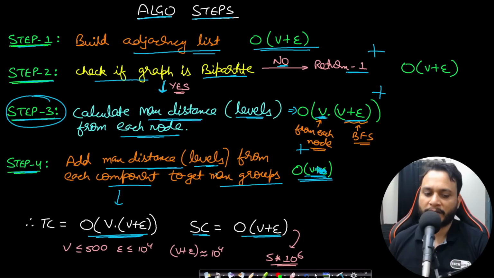You can check it out. Now in the constraints it was mentioned that the maximum vertices will be 500 and the maximum edges will be 10 to the power of 4. So we can say that V plus E will be approximately 10 to the power of 4 because 500 is significantly smaller than 10 to the power of 4. So if you write a V plus E algorithm, then that is going to be 10 to the power of 4. But if you write a V times (V plus E) algorithm, it will be 10 to the power 4 times 500, which is 5 times 10 to the power 6, which is less than 10 to the power of 8.